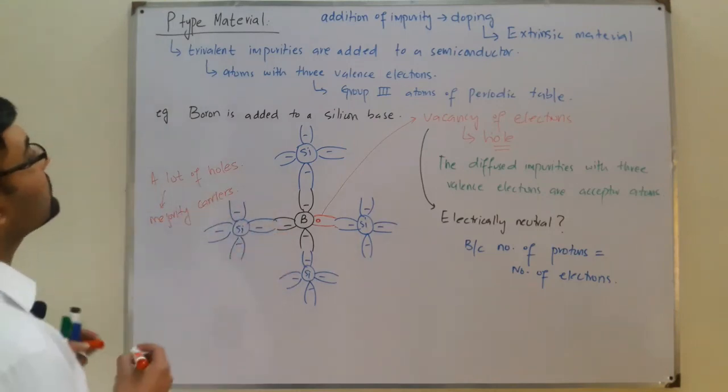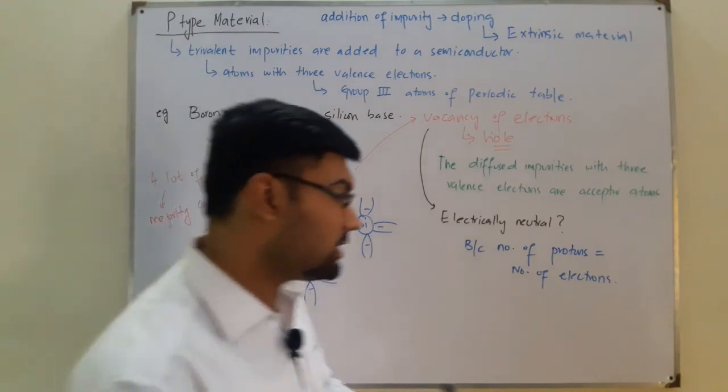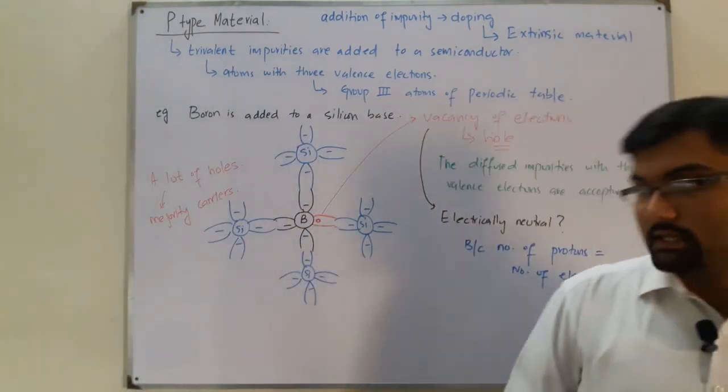So I believe I end it over here. The p-type material, this is formed by adding trivalent impurities to a silicon or germanium or any semiconductor base. So that's all about it.